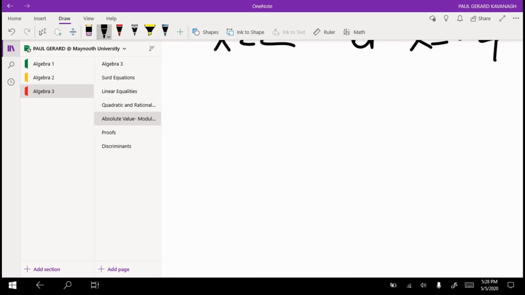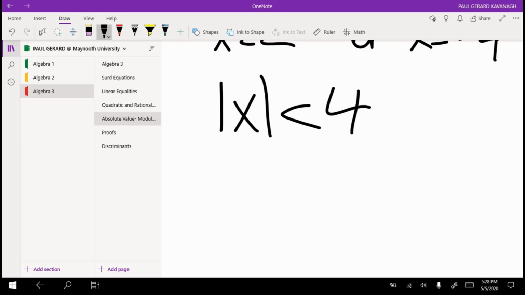You can say the modulus of x is less than 4. That means that the unit length away is going to be less than 4. So you know that this x, since it's within 4 units of zero, is in between minus 4 and 4. So what we're going to say is minus 4 is less than x, and x is less than 4. So we know that for a fact.